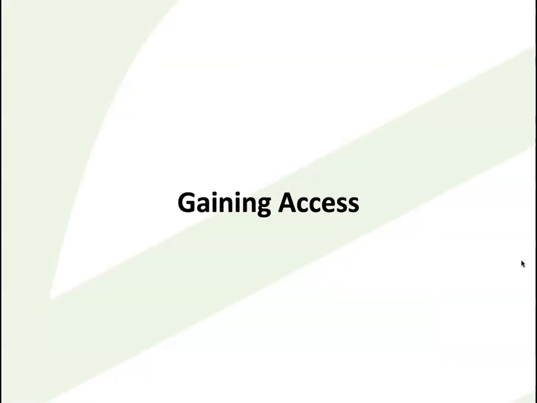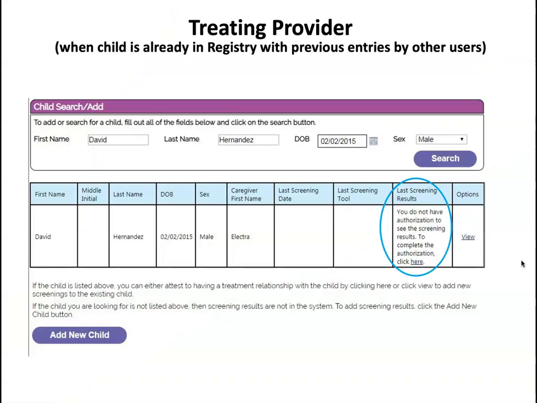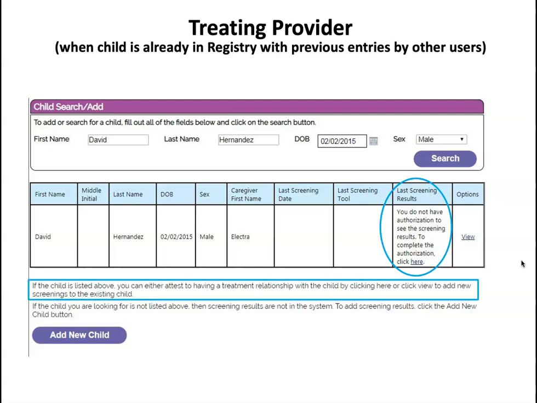So now I'll show you how to gain access to screening results for a child that you have not entered yourself, or what I mean by that is that you did not work with the child directly and enter screening results, again, through that Cerner pathway. So if you're looking up a child and they already exist in the registry with previous entries by another user, you will be able to pull up their file, but what you see circled there is it won't show you the screening results. It'll say that you don't have authorization to see the screening results, and you can complete that authorization by clicking there. And I'll show you how to do that in the next slide.